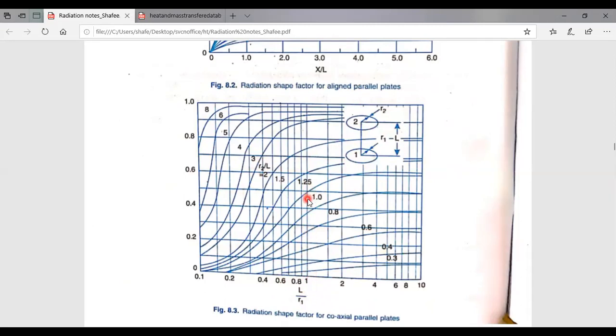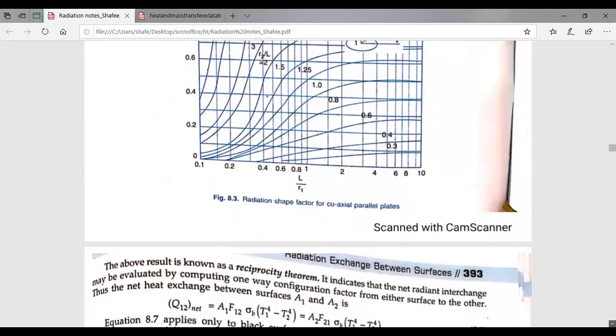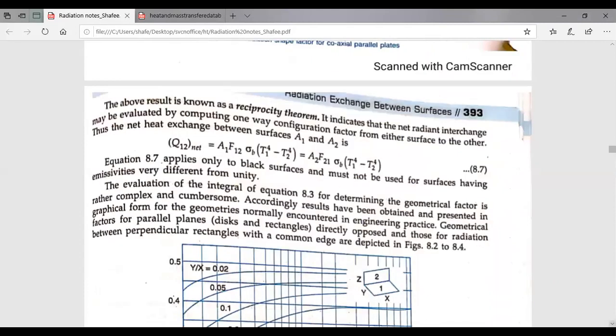Then I assume that R2 by L is 1. So 1 and 1, we'll just take the shape factor as 0.5. Okay, so that's how I can find out. And by putting it in the formula, I can find out the radiation heat transfer Q12, the net heat exchange from 1 to 2 whenever we have two coaxial disks. So like that we have a lot of examples where I can find out. So that's how.